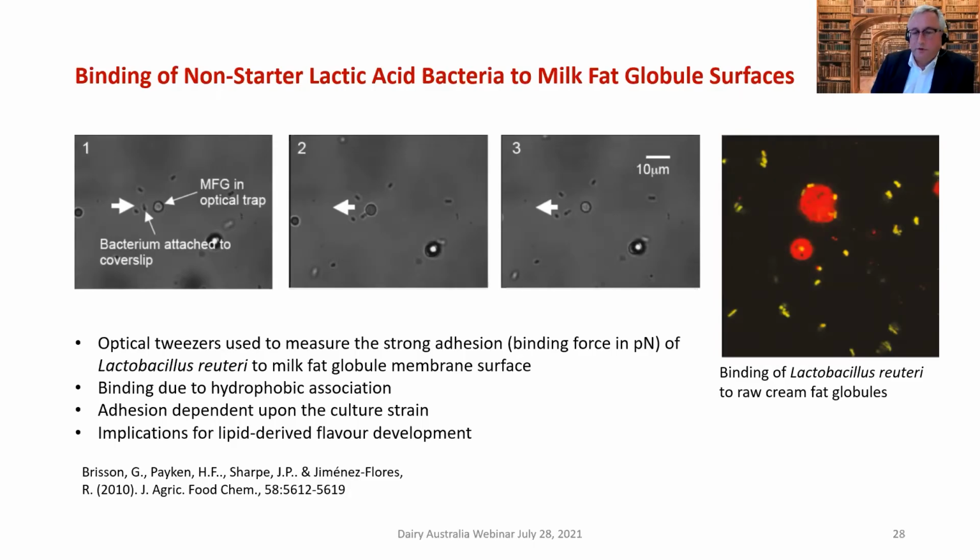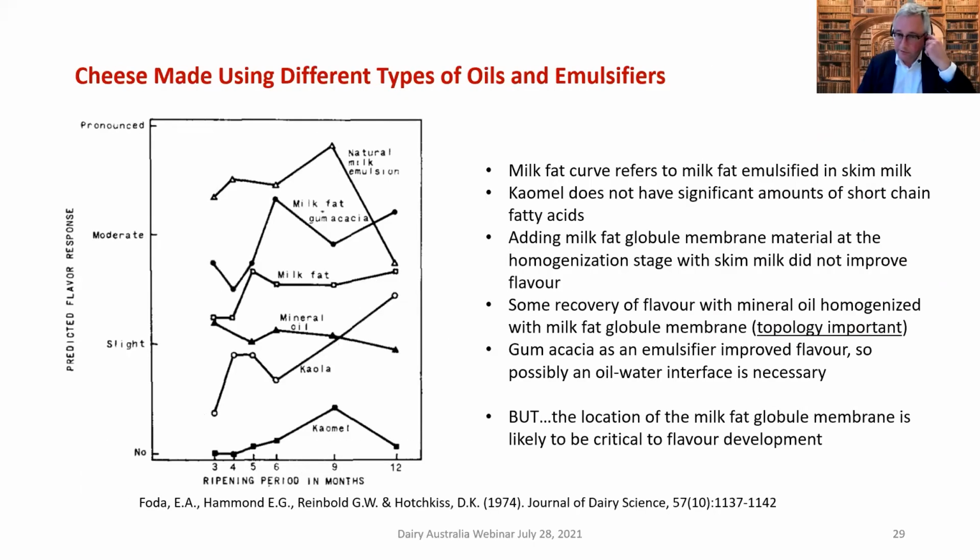So let's just push on here. Some very interesting work done in 1974. I uncovered this when I was doing my PhD, not in 1974, it was 20 years later, but this was a group from, I think it was Ohio State University, that looked at a natural milk emulsion and made cheese out of it, and looked at the flavor response to see how cheddar-like it was.